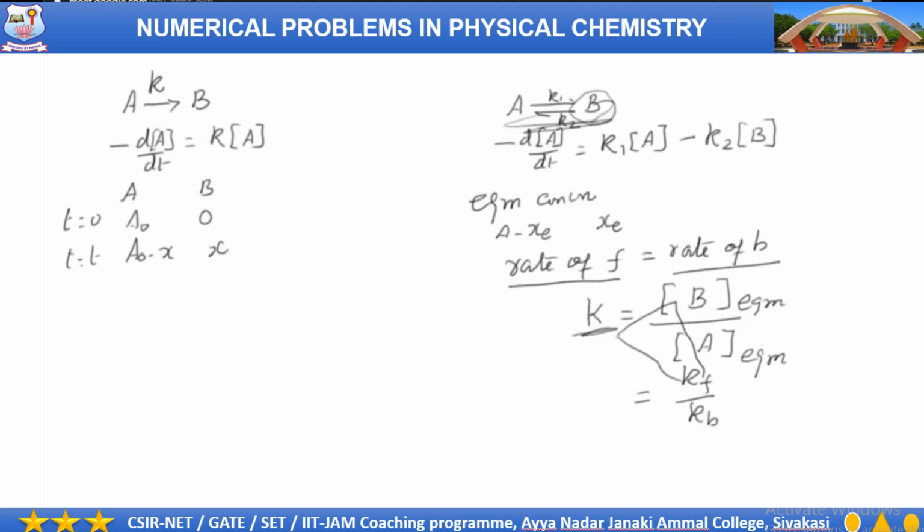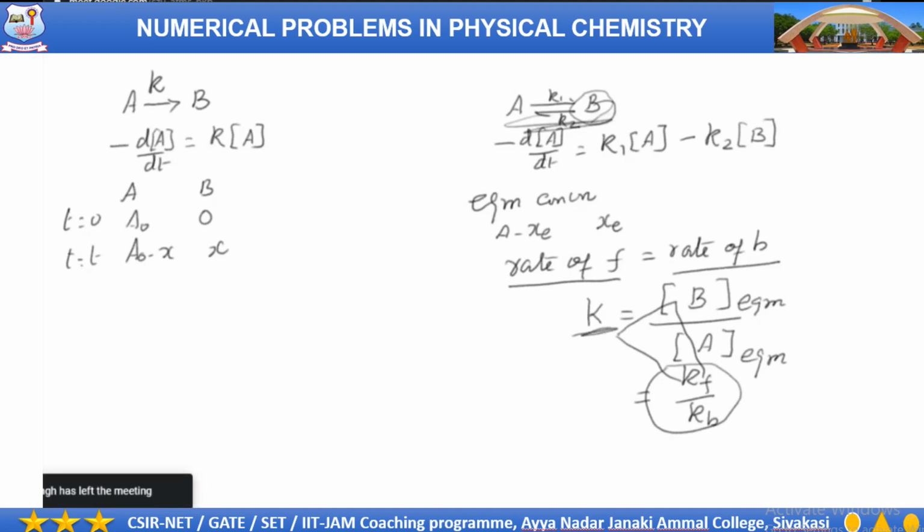These three are related in a triangular way. Therefore, when K is calculated, you may be asked to give Kf or Kb provided the other is given. Or K is given, and you may be asked to calculate the equilibrium concentration of any one of the species. Such problems are related to 10th or 11th standard questions.